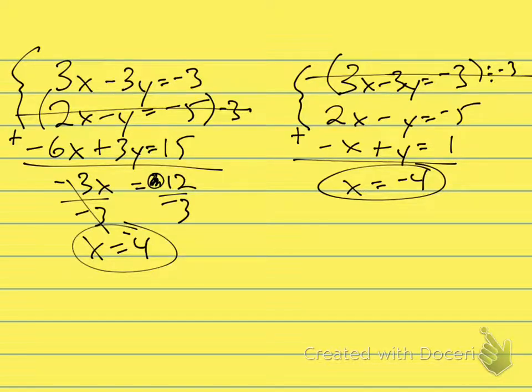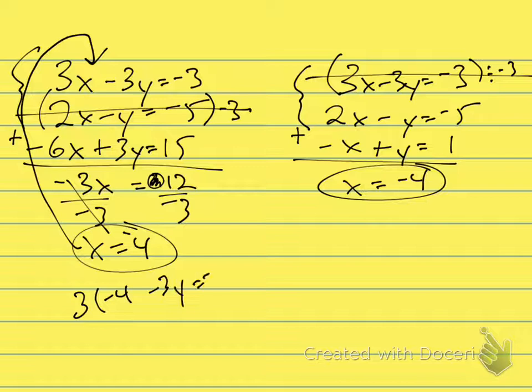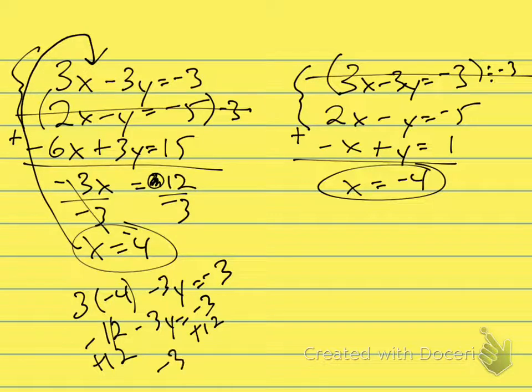Plug it into any equation you want to get the y value that would be on that line. I'm going to choose to go here, I guess. 3 times negative 4 minus 3y equals negative 3. Negative 12 minus 3y is negative 3. Add 12. Negative 3y is 9, so y has to be negative 3.